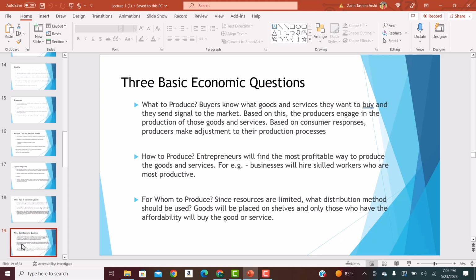Okay, and finally, the next question to answer is for whom to produce. This means since resources are limited, producers need to know what is the distribution method that should be used to distribute the goods among the consumers. Once I make the laptops, should I sell it online? Should I send it to Walmart and Best Buy to sell the laptops? Or should I go directly from home to home and sell the laptops? That's a question we need to be able to answer based on consumer demand as a business or as a producer.